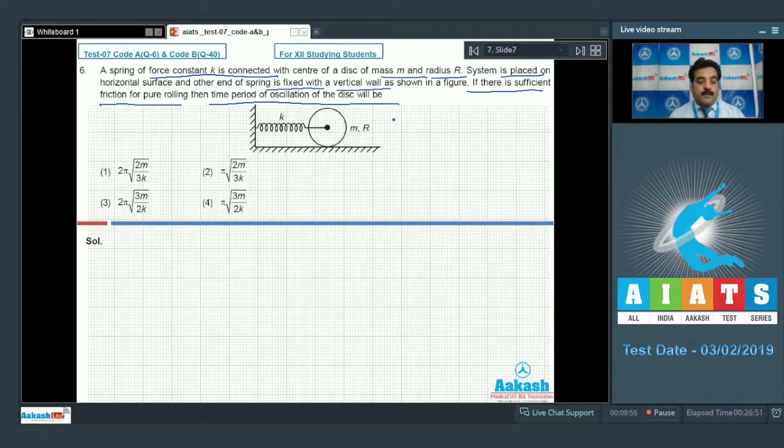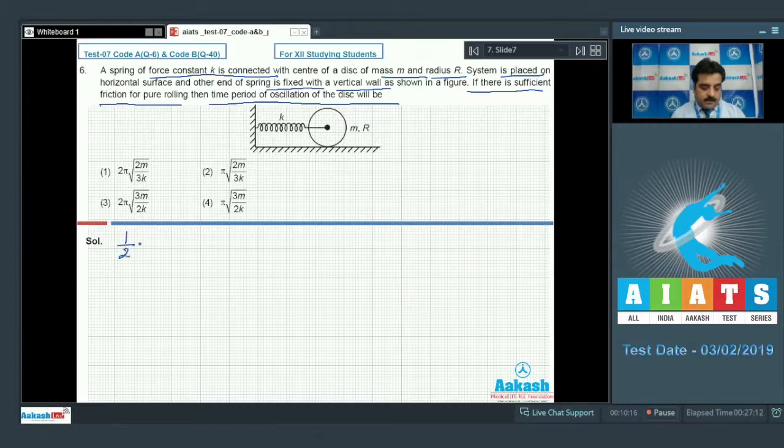So we are looking to find the time period. As I said earlier, if I get the value of omega, then you will be able to find the value of time period. This time I am going to use the energy method, because you know the mechanical energy of the system will remain constant. So first I will write the mechanical energy.